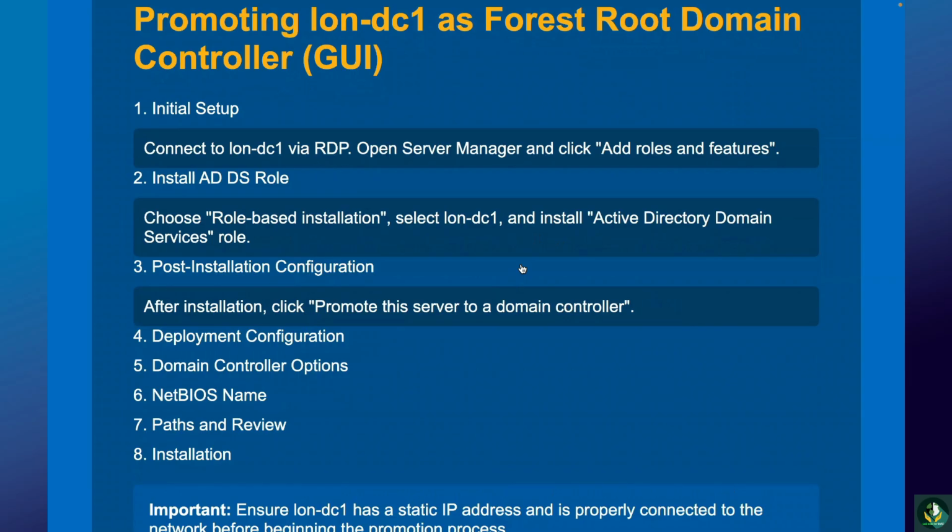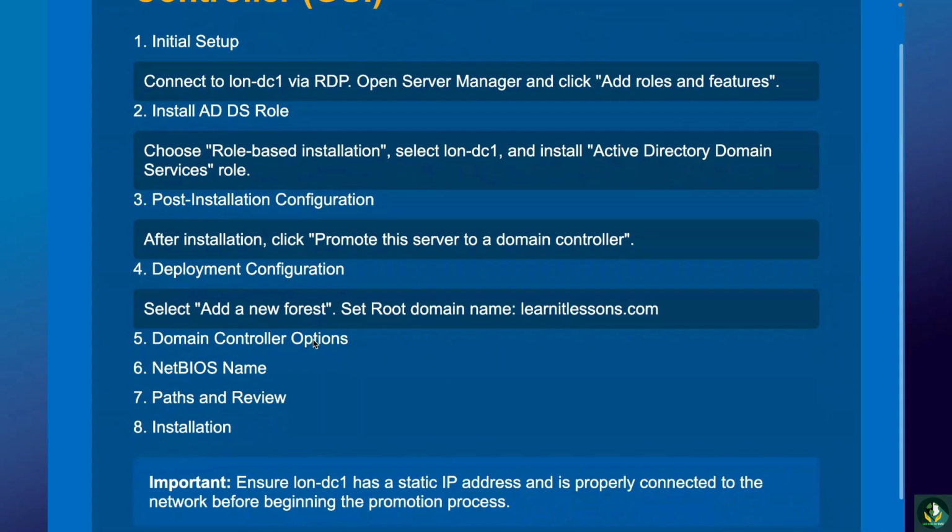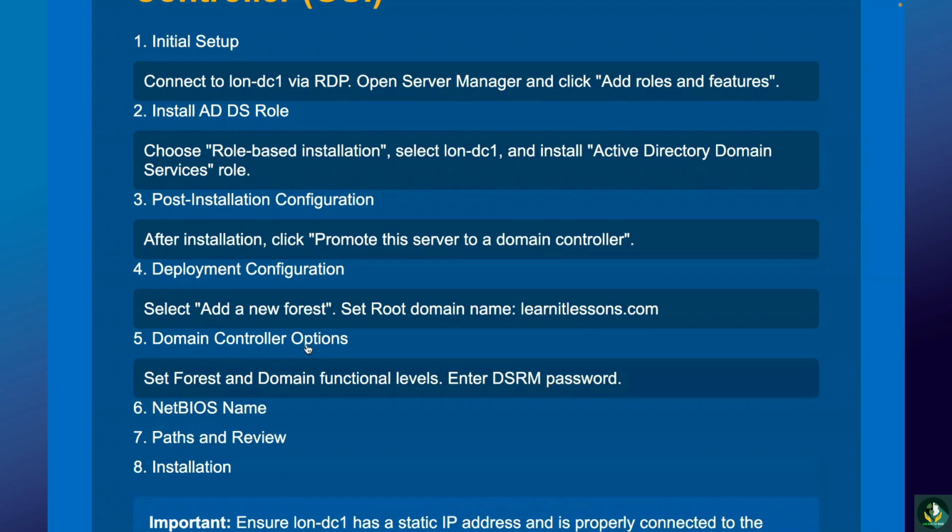So installing the domain controller role on a virtual machine is a two-step process. The second step is to promote the server to a domain controller. Then we'll do some deployment configuration in the second step, like adding a new forest and setting the root domain name. I'll be using the Learned Lessons root domain name. And we'll set up domain controller options such as functional level.